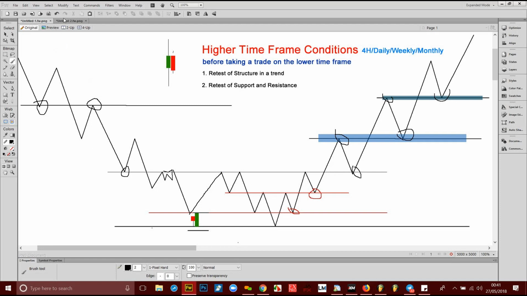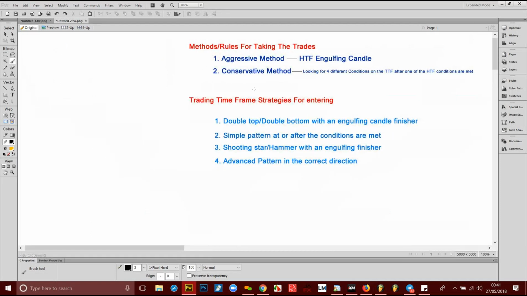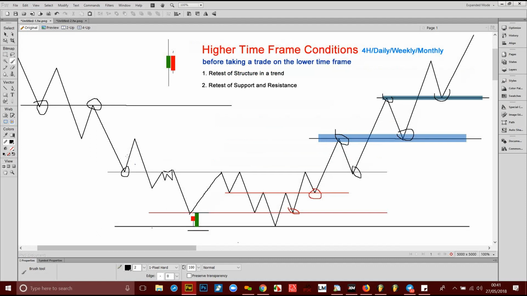Now there are two methods of entering the market: an aggressive method or a conservative method. The aggressive method, what are we looking for? A higher time frame engulfing candle. When this retest happens, jumps up and drops, this is where I'm looking for my engulfing candle to form somewhere here. Then when that engulfing candle closes, I can take my trade and put my stop loss somewhere around here.